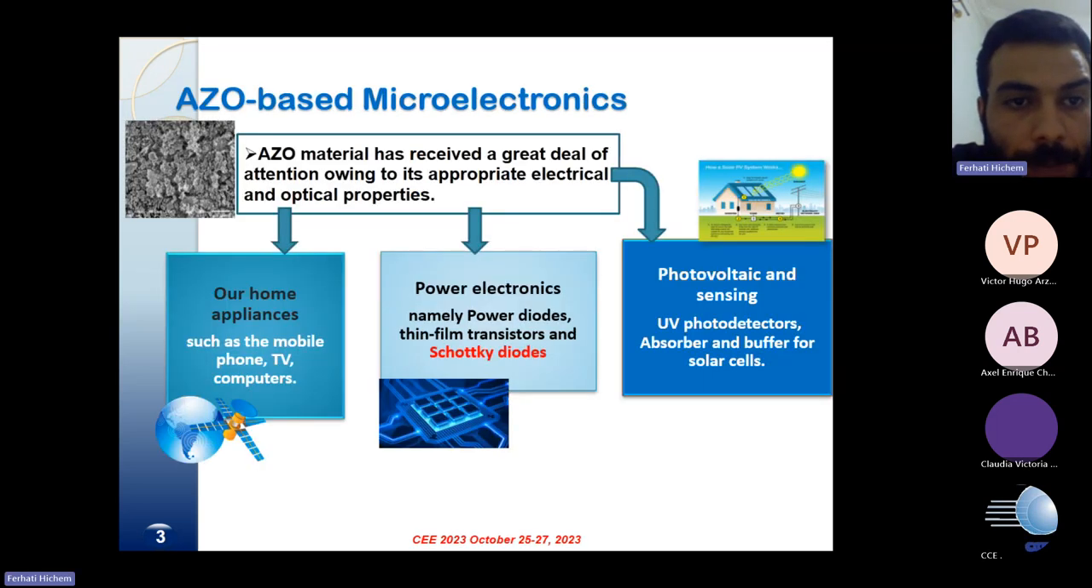Aluminium doped zinc oxide material has received a great deal of attention during the last few years. This is mainly due to its appropriate electrical and optical properties, which makes it highly suitable for several applications, including home appliances, power electronics, such as Schottky diodes and thin film transistors, also photovoltaic and sensing applications, specifically UV photodetectors and buffer layers for solar cell applications.